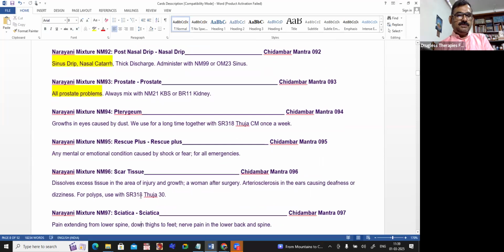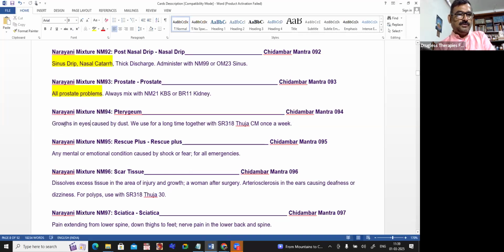Pterygium, you know, in the eyes we get an extra flesh on the cornea. I mean the conjunctiva. On the conjunctiva also we get it, and it will be attached to the iris. Meaning a piece of flesh stretched from the center point to the edge, just any scar you can say. To remove it, this is a remedy. Growth in the ears, we can say.